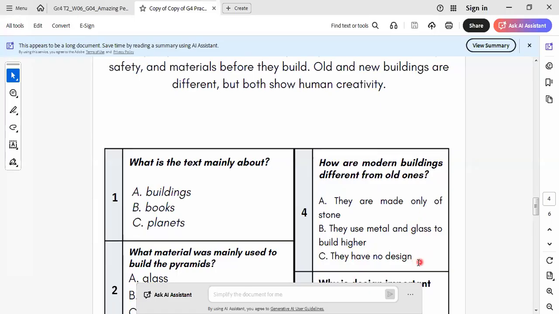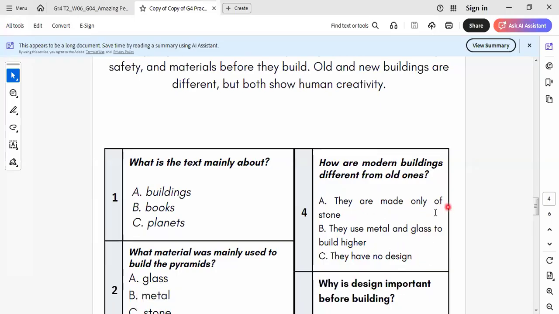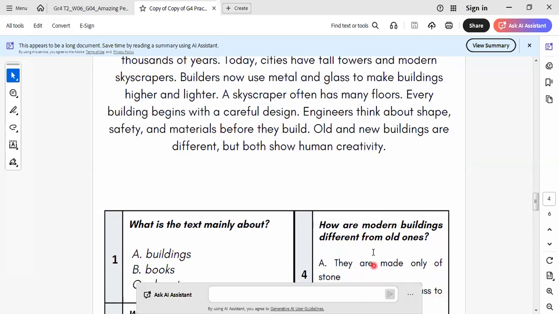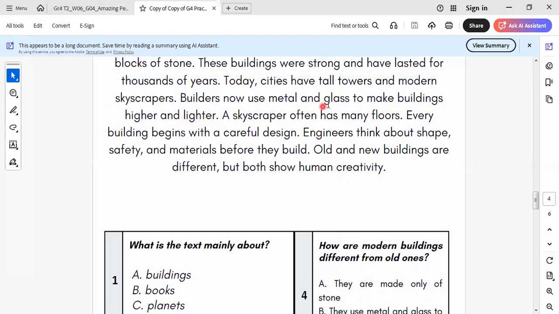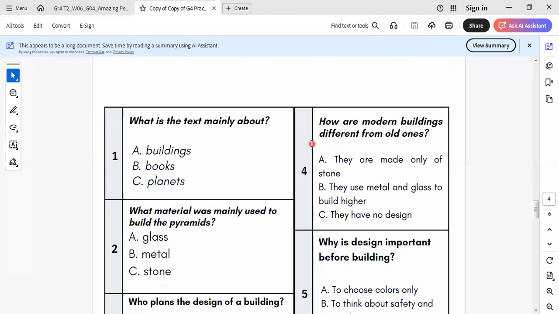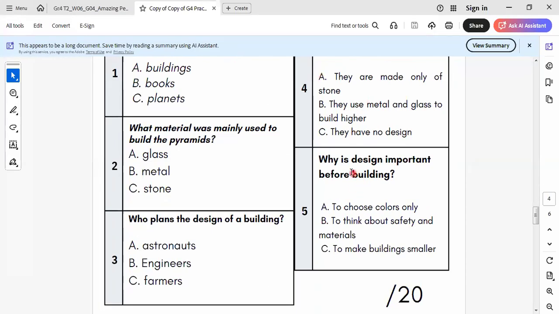Not made only of stone, because they use metal and glass to build higher. Okay. Yes, metal and glass to make buildings higher and lighter. Okay, this one. Let's go to another one.